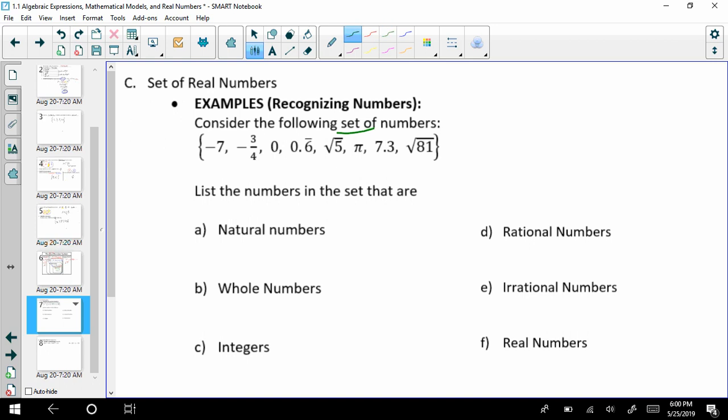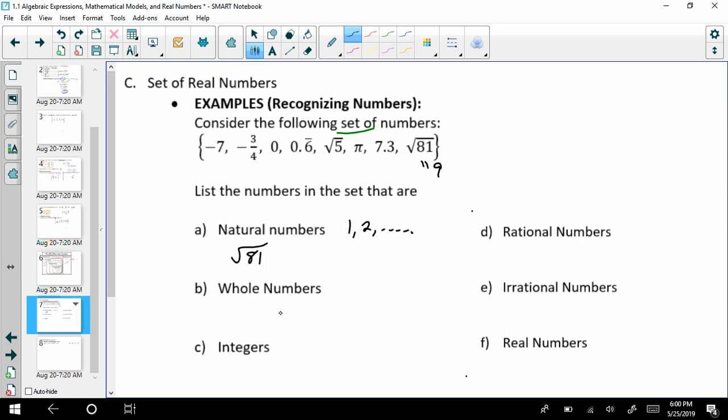So I want to take all these numbers that could be considered natural numbers. Remember, natural numbers are 1, 2 on up, right? They don't include 0. So do I have any numbers up here that would work? Well, not -7, not the fraction, not 0, not the decimal. Square root 5 is a decimal, not pi, not the decimal. Square root 81 is actually equal to 9. So yes, we would want to list that. That is a natural number. It's 9.